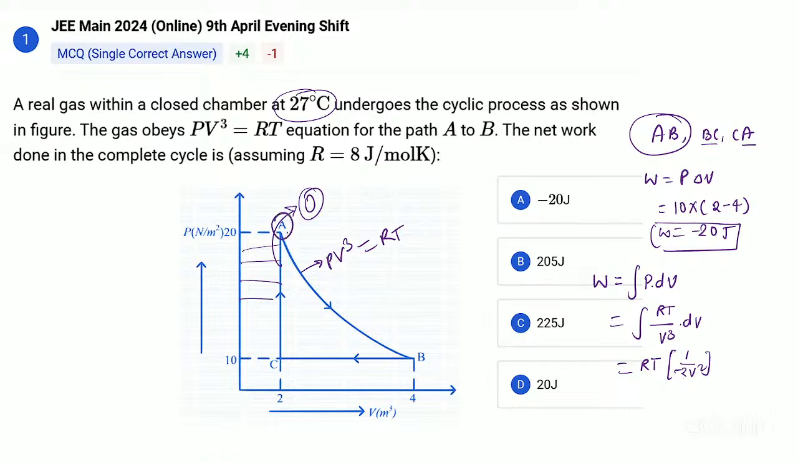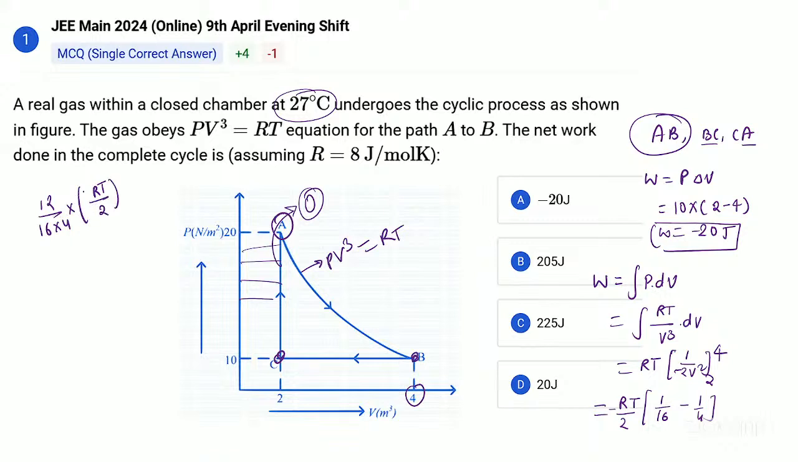Because at A the process starts, the volume is 2. At B the process ends, the volume is 4, so 2 to 4. Now R into T, multiplied by this minus 2, we can take common, so it is minus RT by 2. And this will become 1 upon 16 minus 1 upon 4, which is nothing but minus 12 upon 16 into 4, multiplied by minus RT upon 2. And this minus will cancel out because ultimately this is also coming out as minus 12. Minus into minus will be plus.